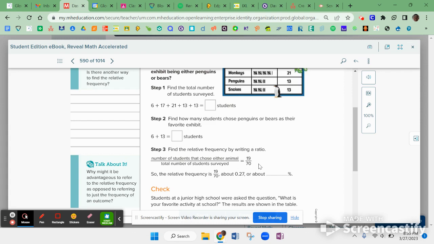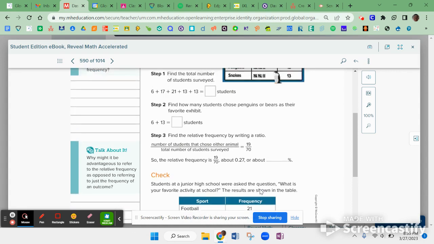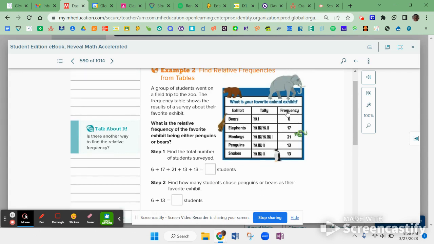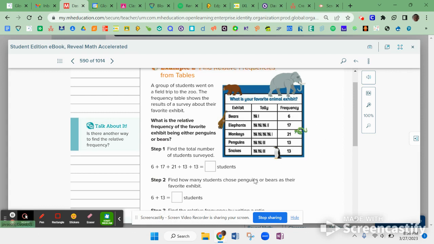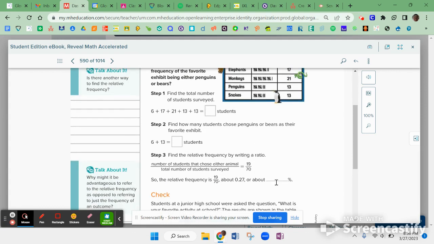That 70 doesn't go nicely into any sort of power of 10. So we'll use either long division if you want to, or since you have a calculator, just do 19 divided by 70, and it comes to about 0.27, or about 27%. So how did that work? We just total up the frequency data and put that in the denominator, and then total up the ones that were favorable, the ones that the question asks us about, which is bears and penguins, and that becomes our fraction, and we can convert it by division.